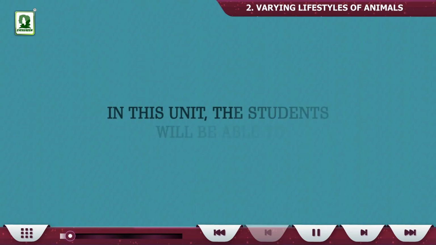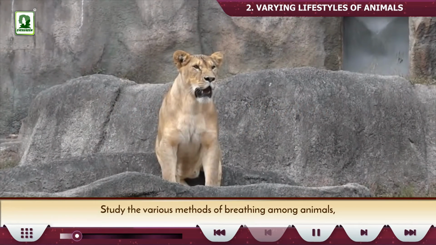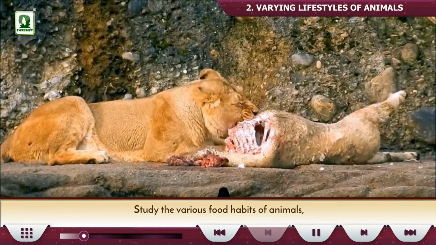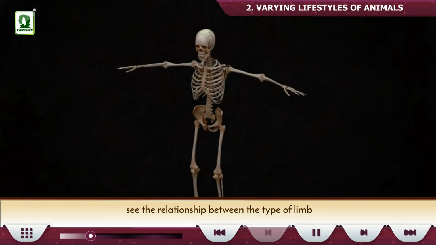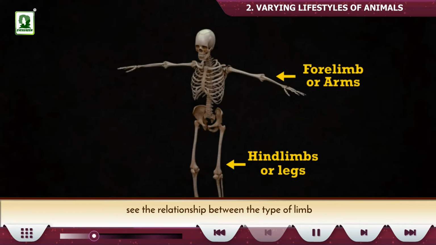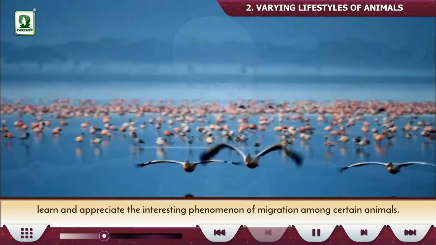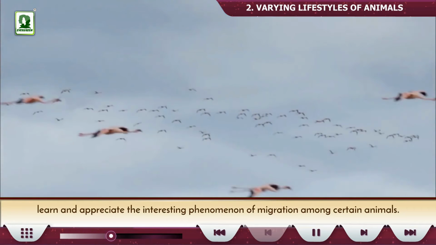In this unit, the students will be able to study the various methods of breathing among animals, study the various food habits of animals, see the relationship between the type of limb and the type of movement, learn and appreciate the interesting phenomenon of migration among certain animals.